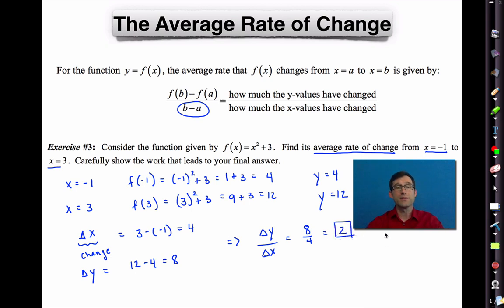Now, I know the problem didn't ask us to interpret our answer, but what that means is that for every 1 unit that x increases, y, on average, goes up by 2 units. That's all it means. It's kind of like when I say I'm driving at 60 miles per hour. That means for every hour I drive, I go an additional 60 miles. Here, an average rate of change of 2 means for every 1 unit that x increases, y increases by 2 on average.